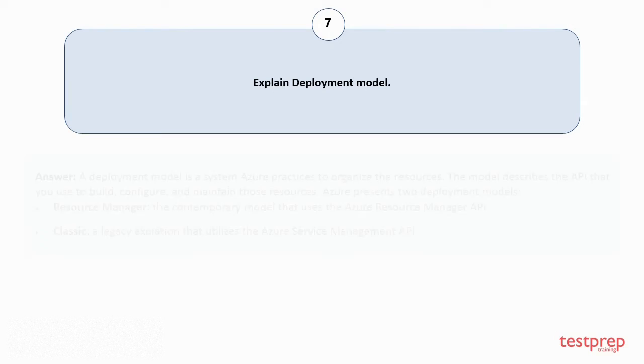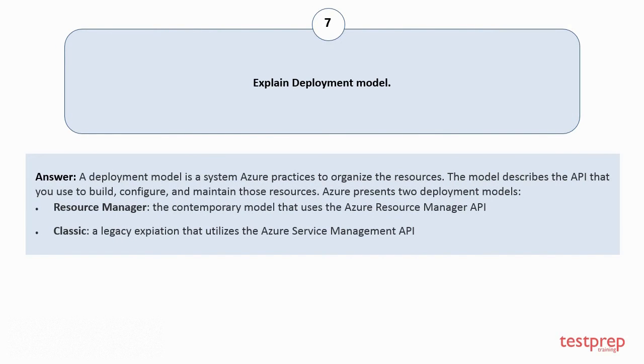Your answer is: a deployment model is a system Azure uses to organize the resources. The model describes the API that you use to build, configure, and maintain those resources. Azure presents 2 deployment models. 1. Resource Manager, the contemporary model that uses the Azure Resource Manager API. 2. Classic, a legacy model that utilizes the Azure Service Management API.